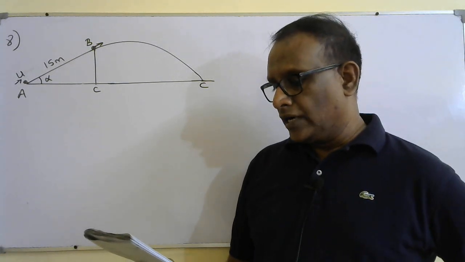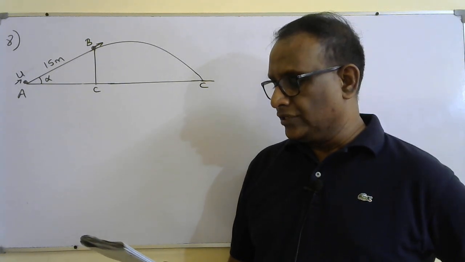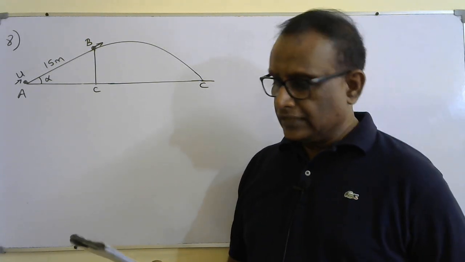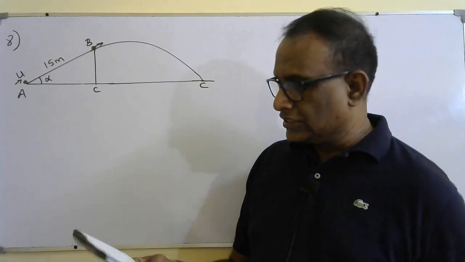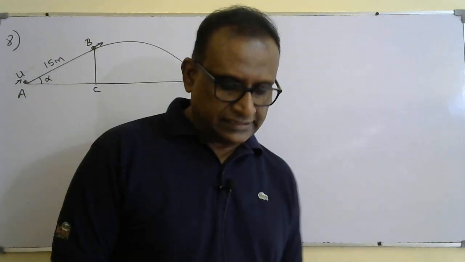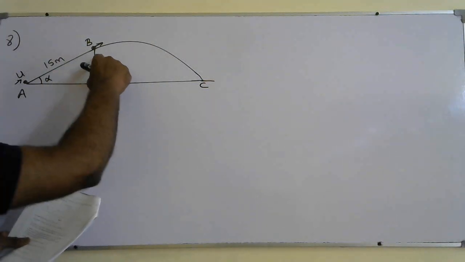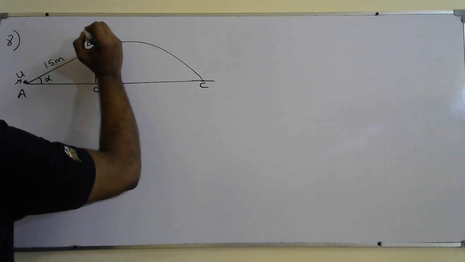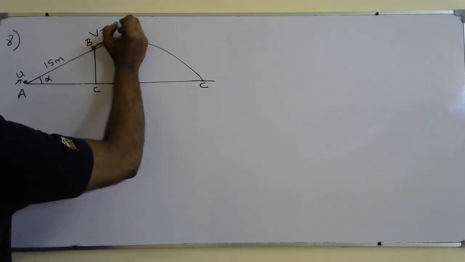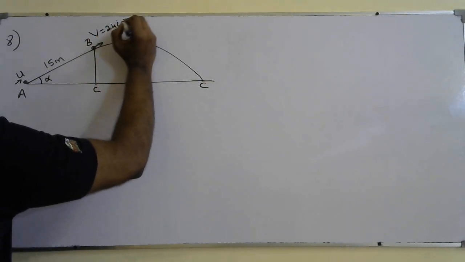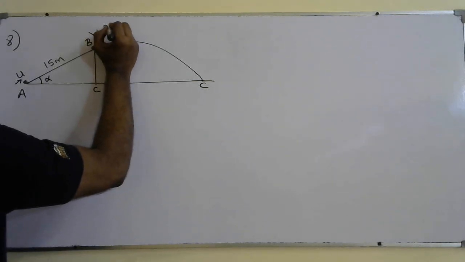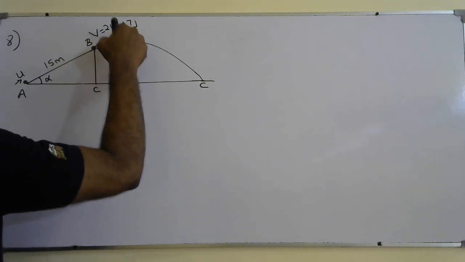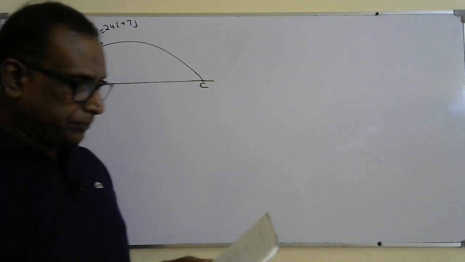A particle P of mass 0.3 kilograms is projected with speed u meters per second from A directly towards B. At the instant P reaches the point B, the velocity is 24i plus 7j. So at B, the velocity is 24i plus 7j. The horizontal component towards the right is 24, the vertical component vertically upwards is 7 meters per second.